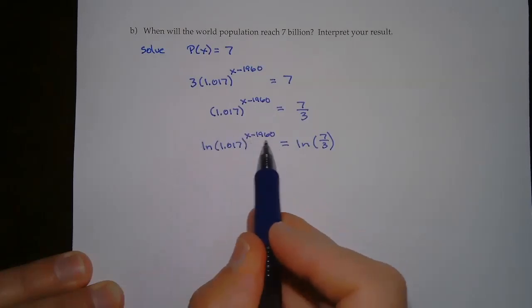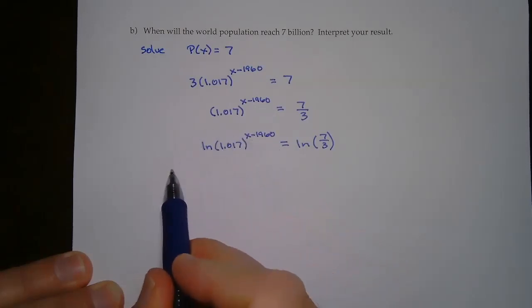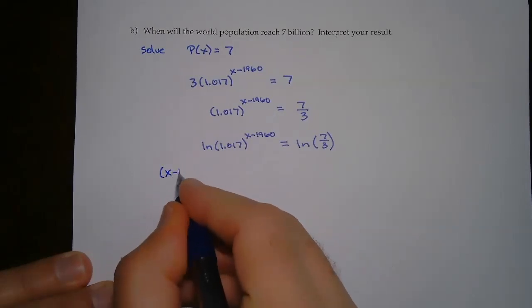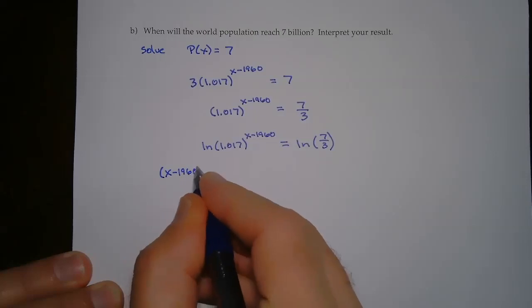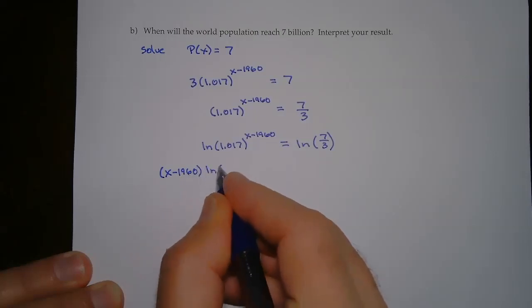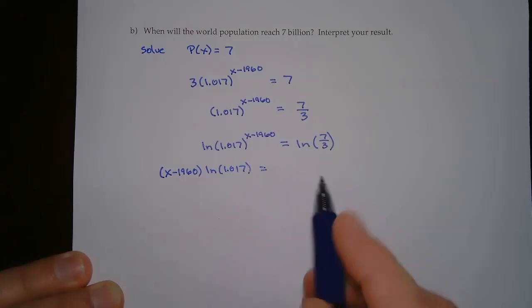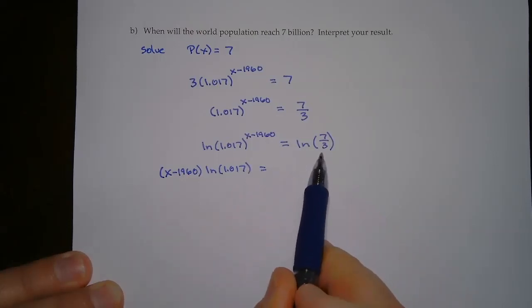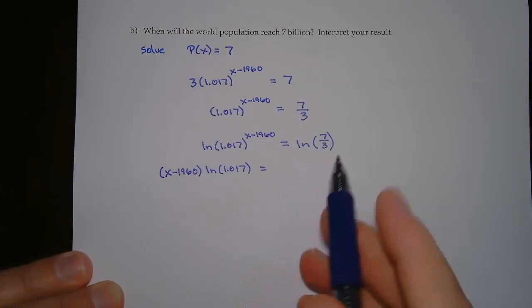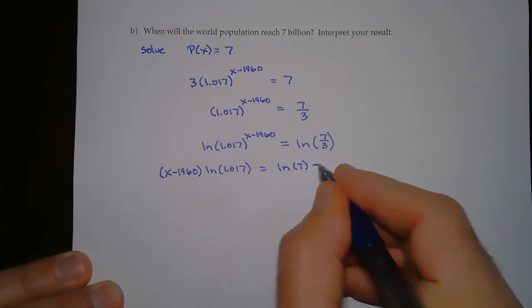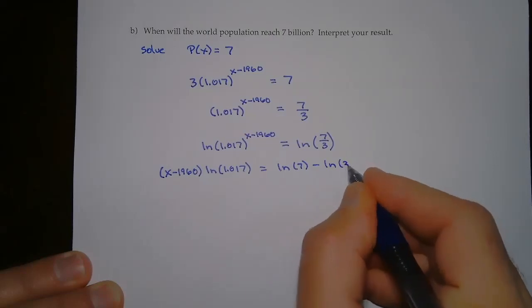Now, this is a difference, so I have to put parentheses around it. Okay, so it's going to be (x minus 1960) times the natural log of 1.017 is equal to, and then on this side, I'm going to use a logarithm property too, because the natural log of 7/3 can be rewritten as the natural log of 7 minus the natural log of 3. So I'm going to do that too. So the natural log of 7 minus the natural log of 3.